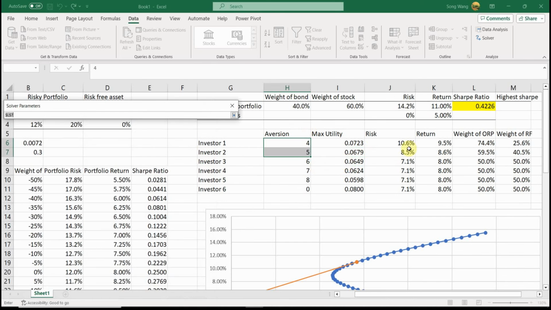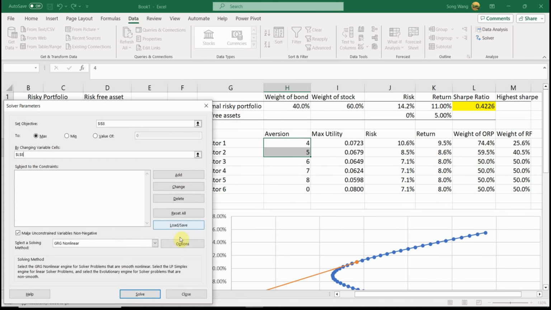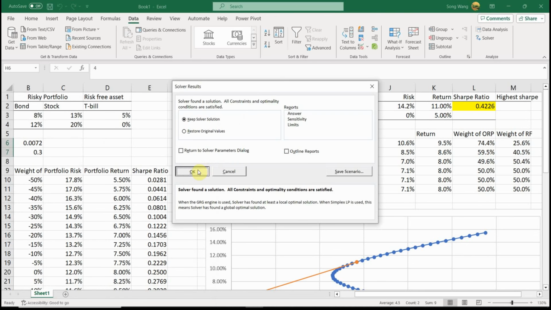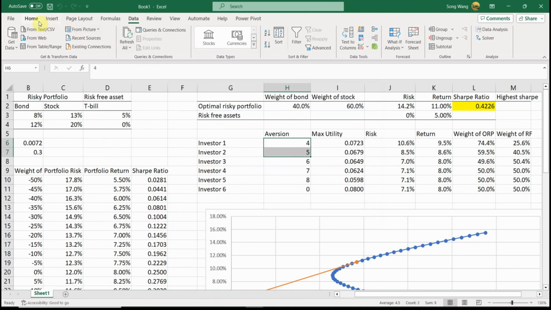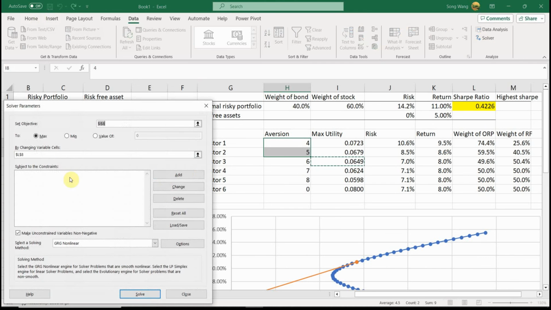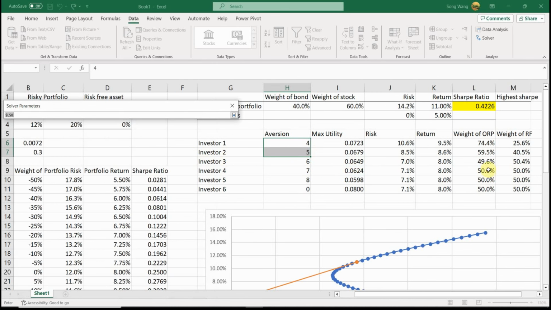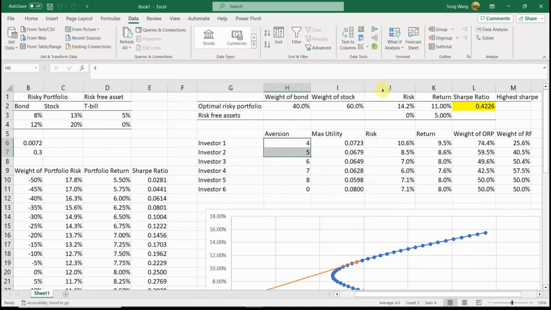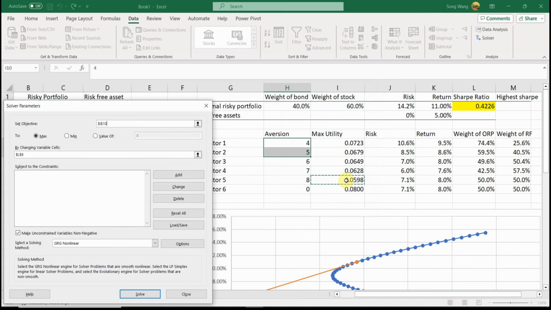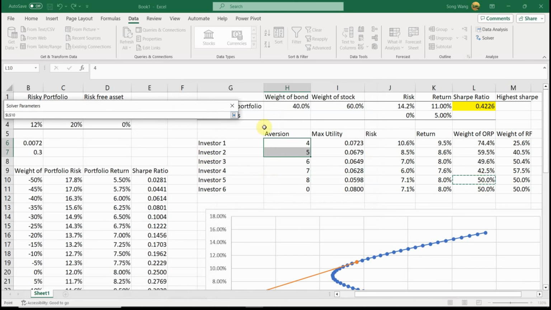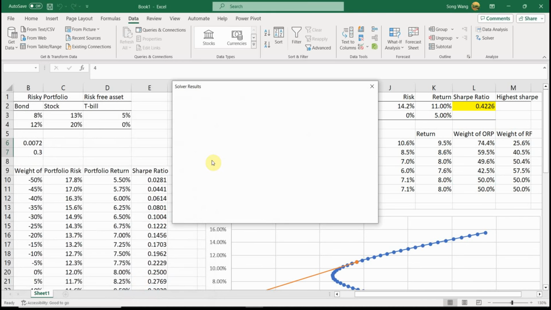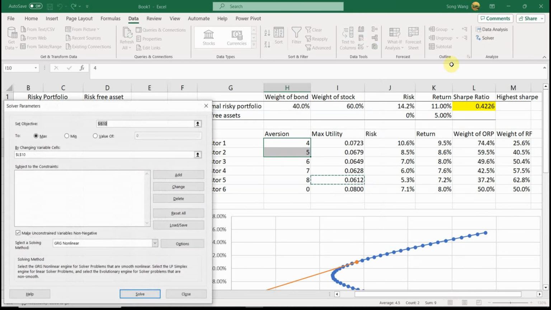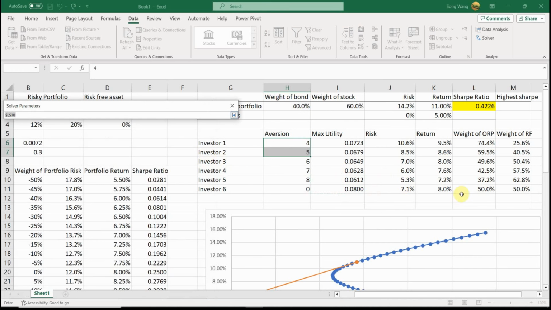Maximize this utility by changing this weight. Solve. Okay, and then I'm going to do the Solver again, changing this utility by changing this weight. And then solve again. So change this utility by changing this weight. Solve, and then solve again. Change this utility by changing this weight.